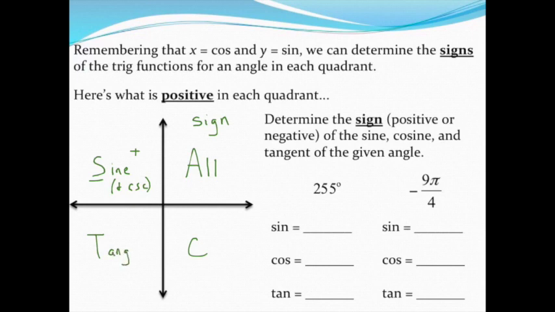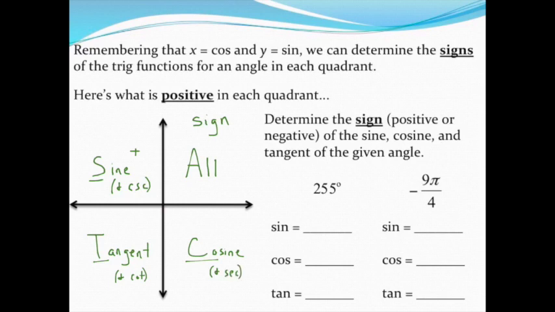If I end up in quadrant 3, that tells me that tangent is positive and everything else is negative, with the exception of its reciprocal. And then finally, if I end up in quadrant 4, that tells me the cosine is positive and everything else would be negative, with the exception of its reciprocal. So here's how this chart works.